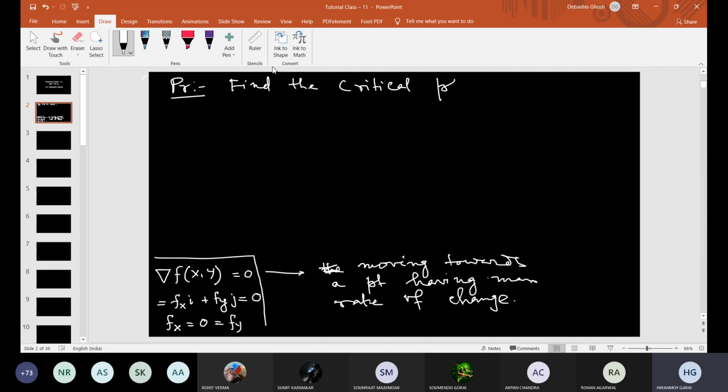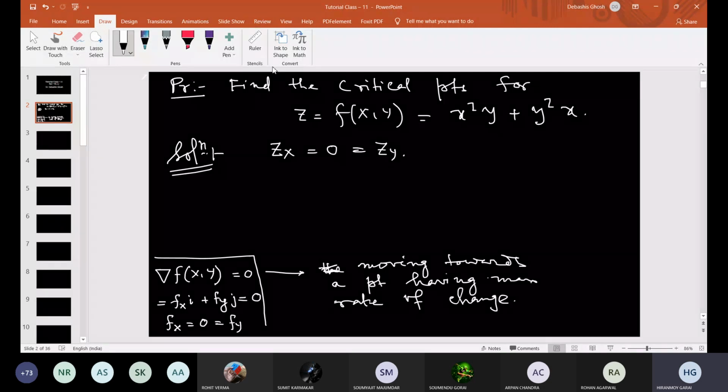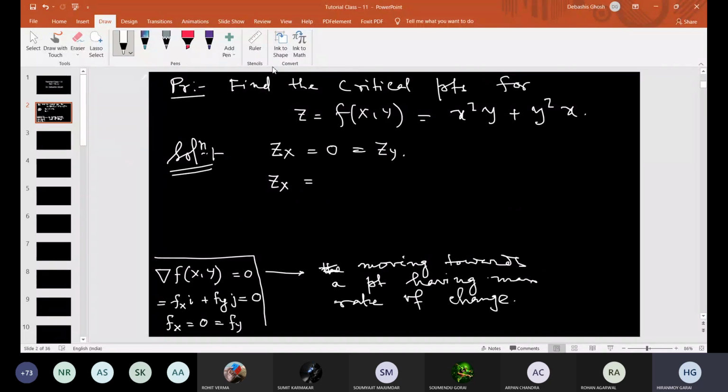Critical points for, generally we denote, f(x, y) equals x squared y plus y squared x. So to do that, we find that z_x equals 0 equals z_y, and that gives you for z_x, 2xy.